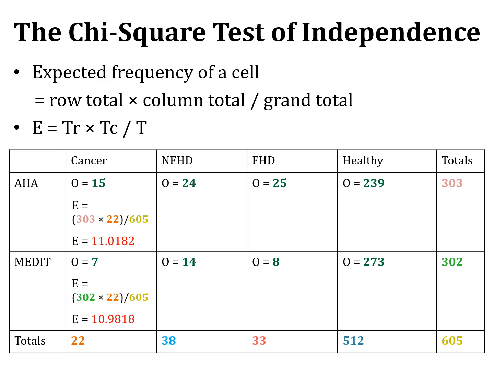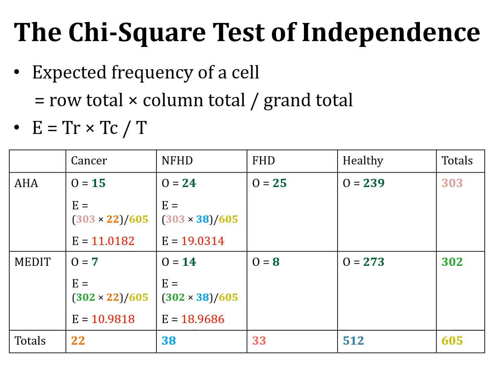Then the next cell, we have the non-fatal heart disease cases on AHA diet. The expected frequency is row total 303 multiplied by the column total 38, and then they are divided by the grand total, which is 605. The expected frequency is 19.0314. And then we have the non-fatal heart disease cases on Mediterranean diet. So the row total is 302 and the column total is 38. They're multiplied and then their product is divided by the grand total, which is 605. So we have the expected frequency 18.9686 here.